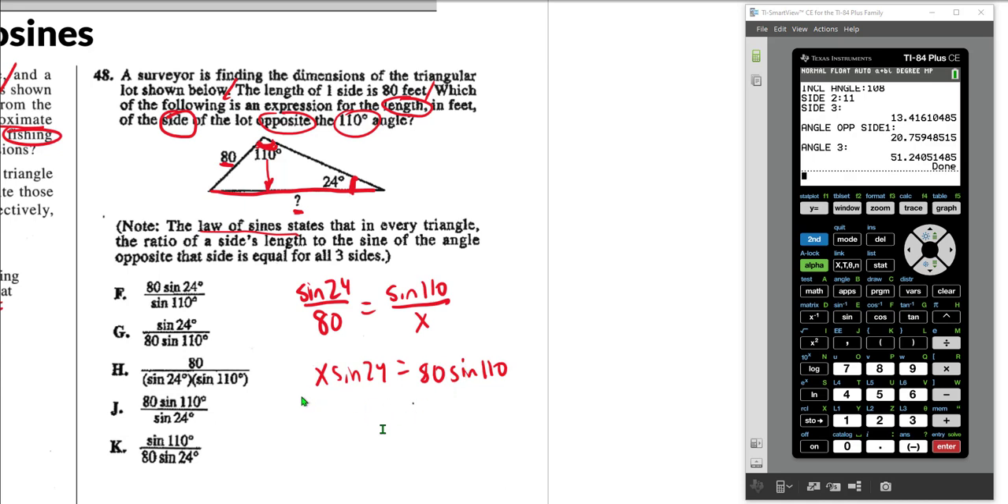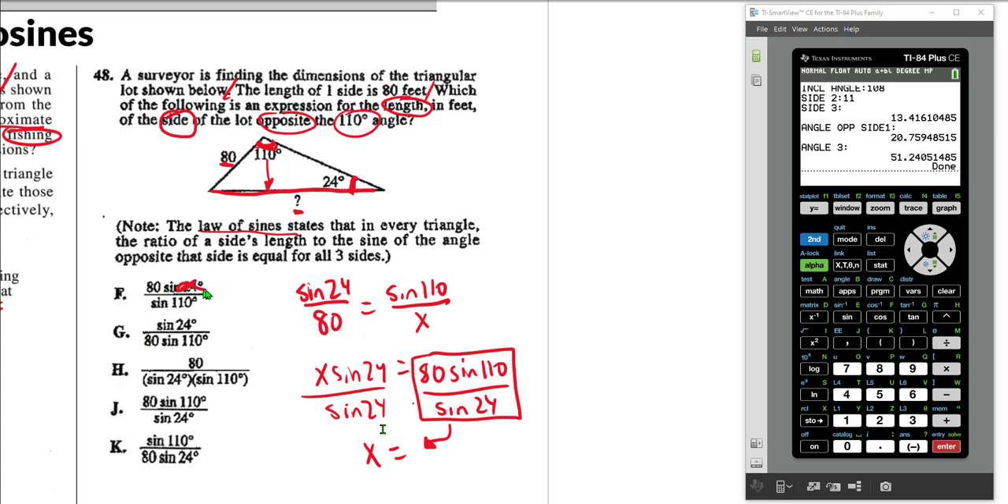To further isolate the x, we divide by sine of 24, divide by sine of 24, we get x equals. Now, we could go ahead and find a numeric value for all of this, but there's no reason to do that because we can see that the answer choices are structured according to this expression. So we are just looking for 80 sine 110 over sine of 24.